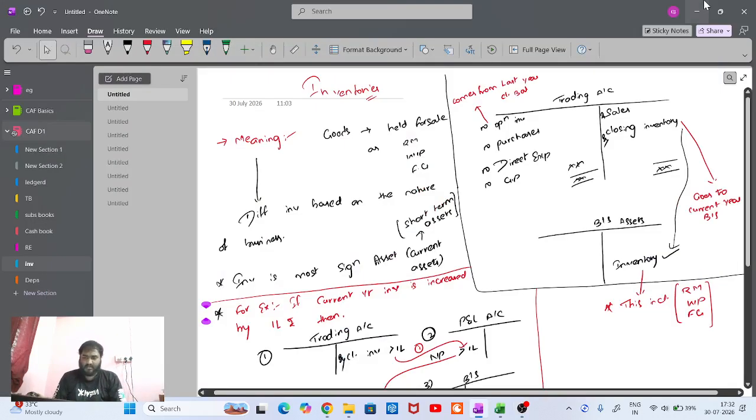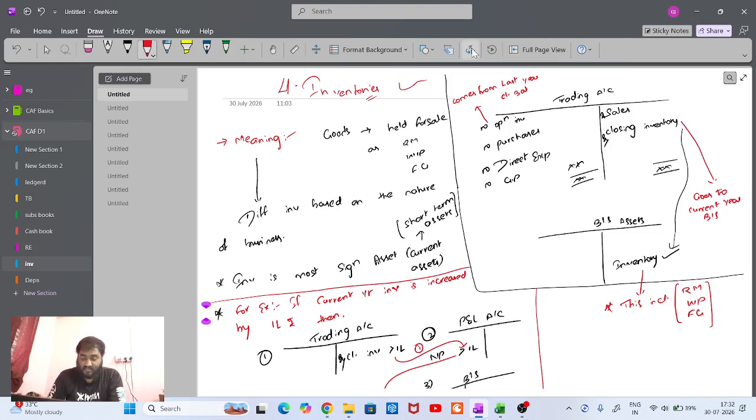So, the chapter of inventory is your chapter number 4, which might come in your exam for 4 to 6 or sometimes 8 marks. What do you mean by inventory? Inventory means goods. Whatever we purchase and whatever we sell are the goods. We do business, and in order to do business, we purchase goods and we sell goods, right? Those goods are inventory for us.